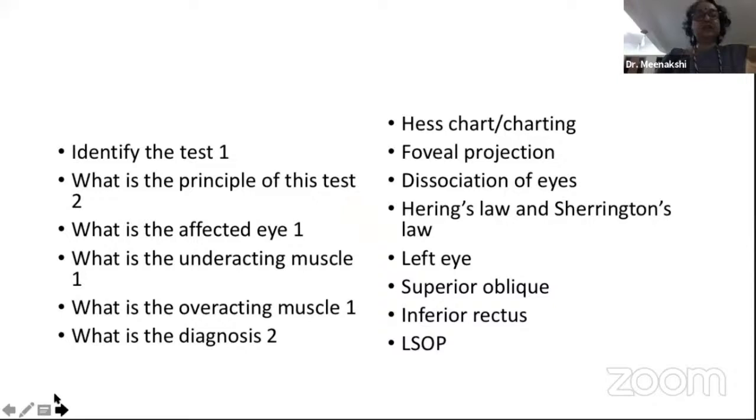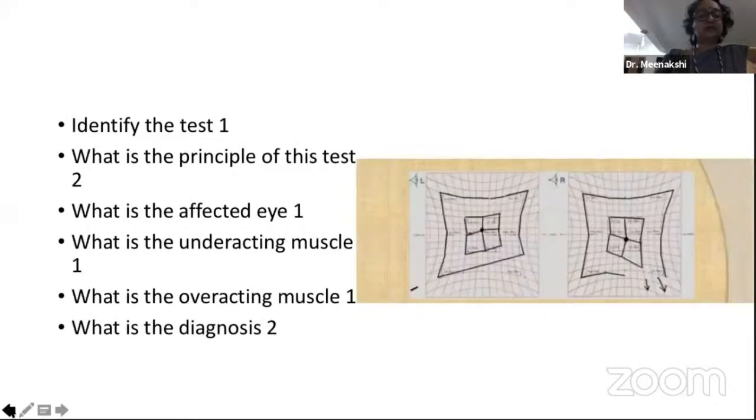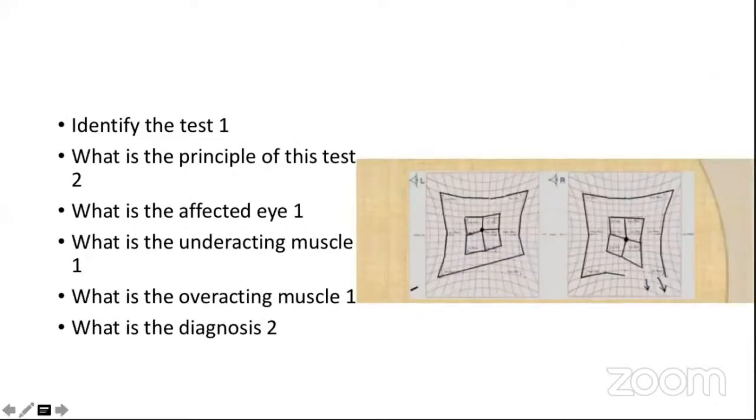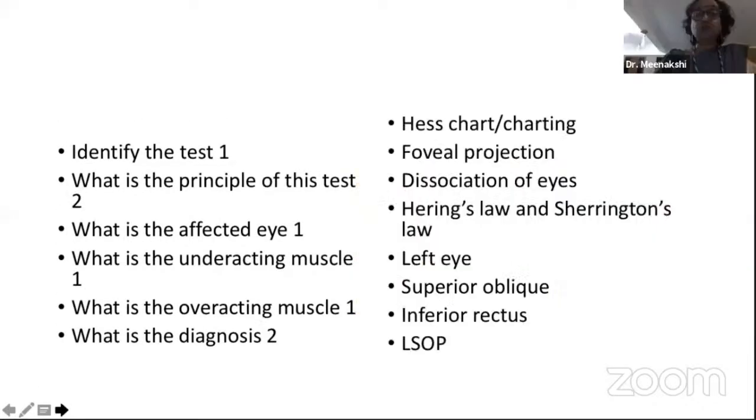I have put the questions again here. Yes, it's HESS chart, charting, or LEES screen, foveal. What is the principle of this test? What did you say about the principle of the test? I said haploscopic. Haploscopic, but for 2 marks, you may have to write a little bit more. So what I would expect you to write is that this is based on foveal projection and dissociation of the eyes, which is what you mean by haploscopic.